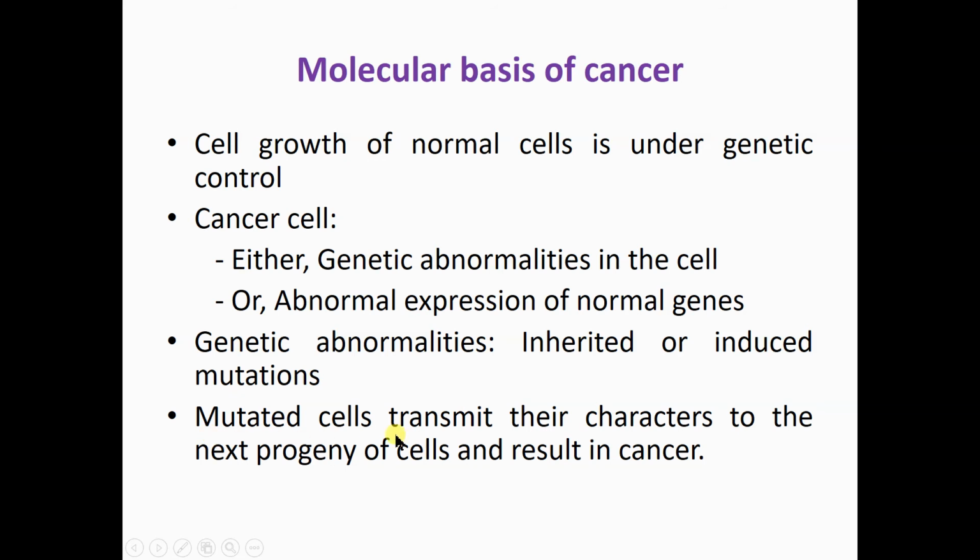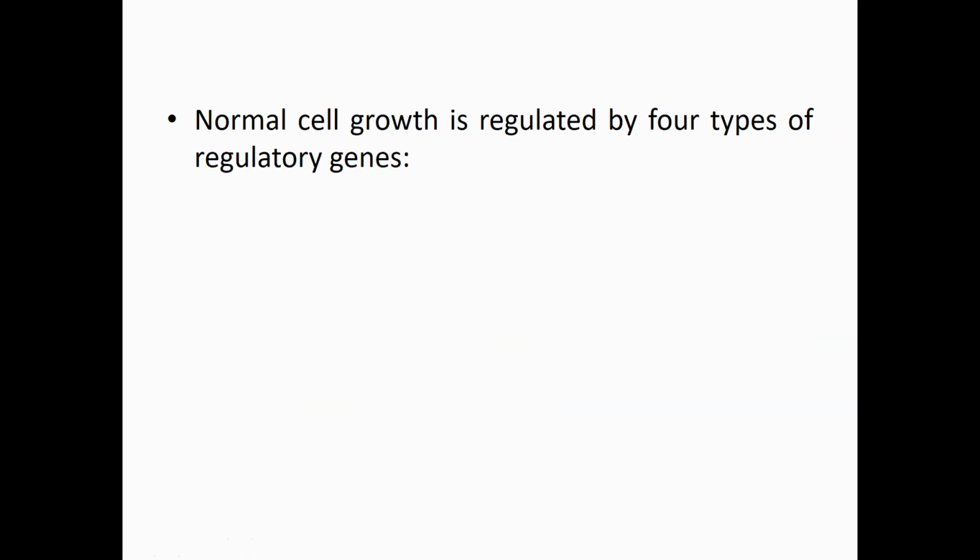Then, either a genetic abnormality in the cell or abnormal expression of the normal genes leads to mutated cells. Once this happens, the mutated cell may transmit its characteristics to its progeny, and when the mutated cell divides into daughter cells, these progeny cells again divide into their daughter cells. So the mutated cells lead to the production of a large number of mutated cells by cell division, and the growth of these abnormal cells results in cancer.